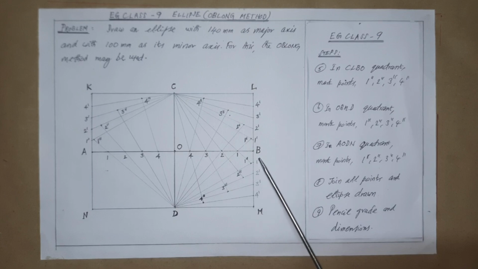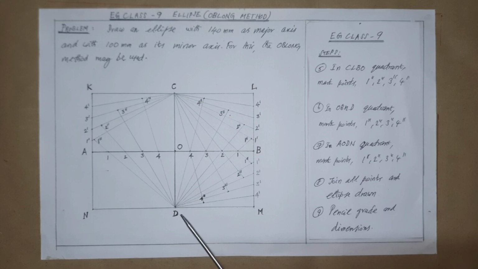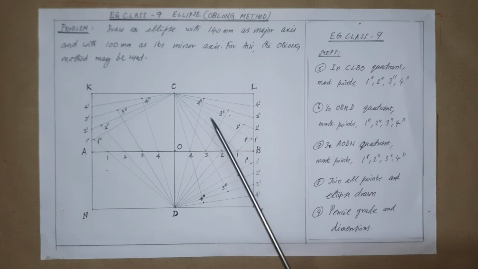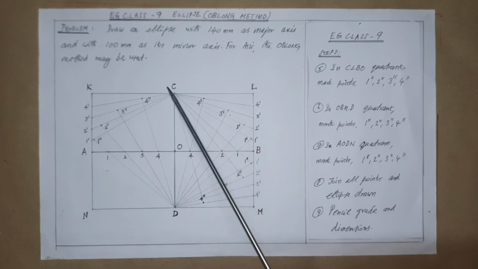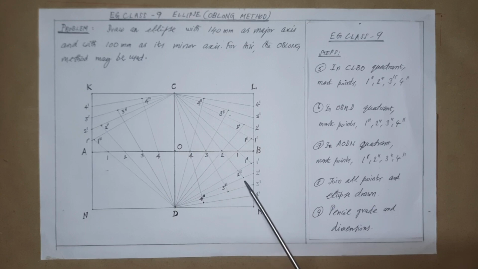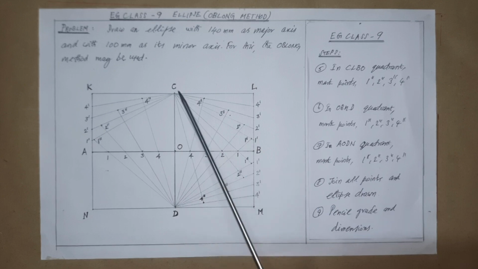First join all these points 1 dash, 2 dash, 3 dash, 4 dash with D. Then join D1 dash with the C1 extension so that it meets at 1 double dash as done earlier. Likewise, D2 dash meets the C2 at 2 double dash. Next, D3 dash meets C3 at 3 double dash. Likewise, D4 dash meets C4 extension at 4 double dash.